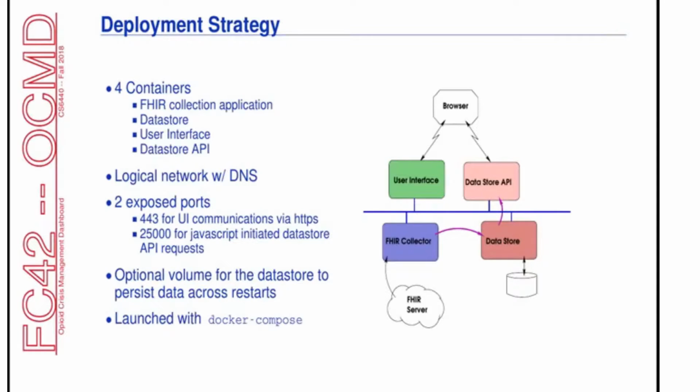The user interface is what we expected before, but the Data Store API is going to have to expose a port so that the JavaScript running in the browser can make a query against Data Store and get Data Store counts. We have an optional volume for the Data Store still, and all of this can be launched with Docker Compose, which allows our Georgia State mentors to easily deploy this in their environment.